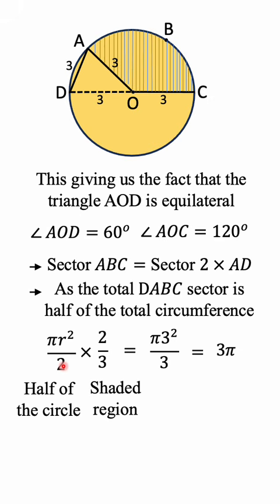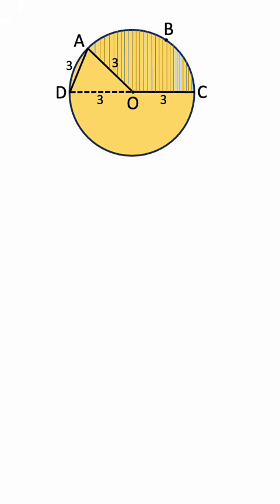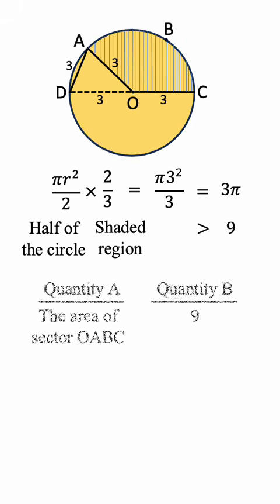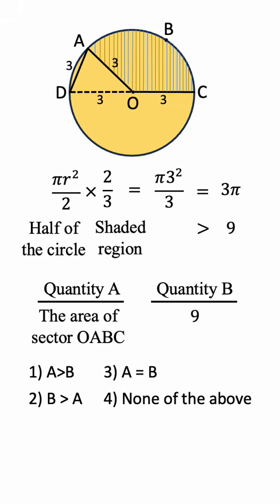As pi is a little larger than 3, it's like 3.14 something, so definitely this multiplication is greater than 9. Going back to our question, which was comparing these two quantities, we found that the area of the shaded region is greater than 9, which means quantity A is definitely larger than quantity B.